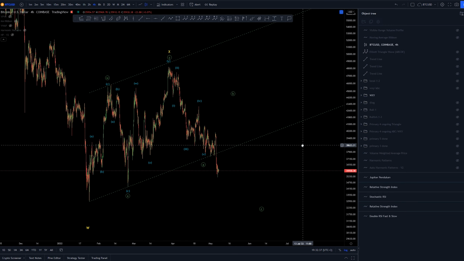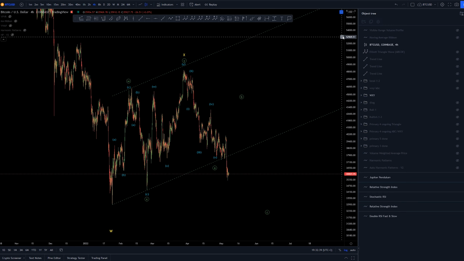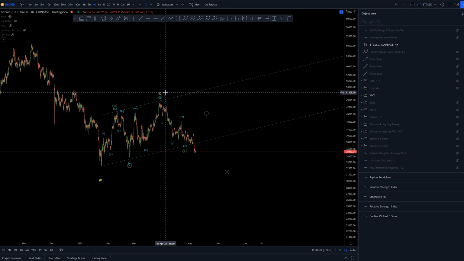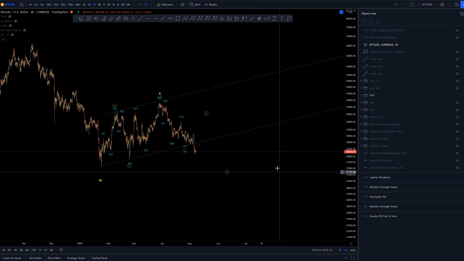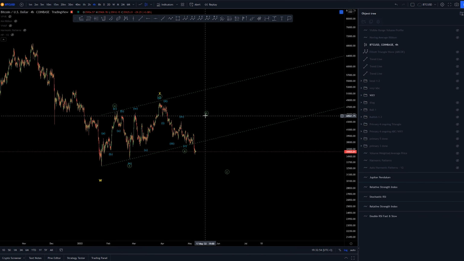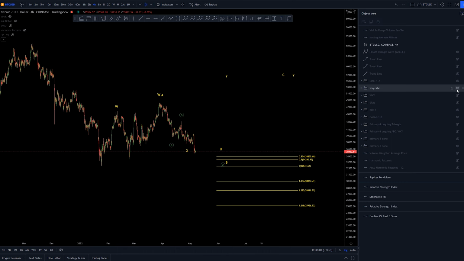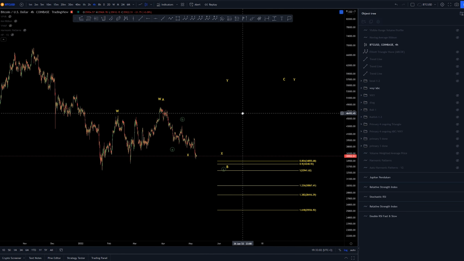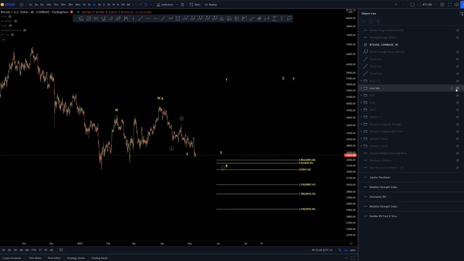Other possibilities is this one, where we would have created a W wave from the all-time highs to this point, creating a X wave here to the highs of March 28th, and now creating some kind of a downwards movement, whether it is ABC or something else. Again, multiple other options here as well.